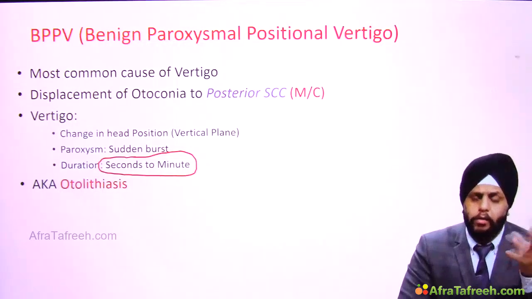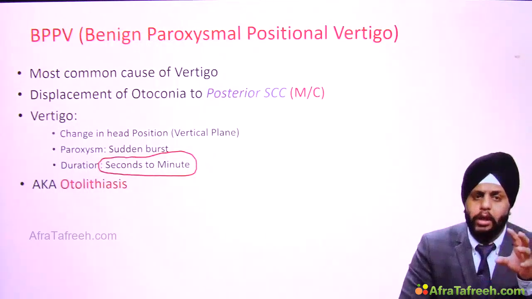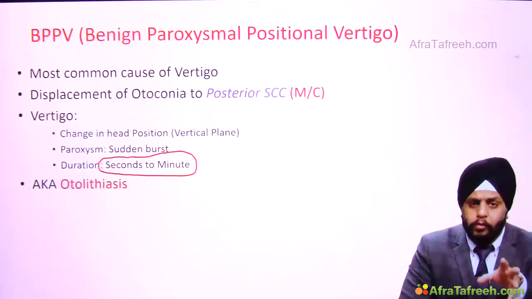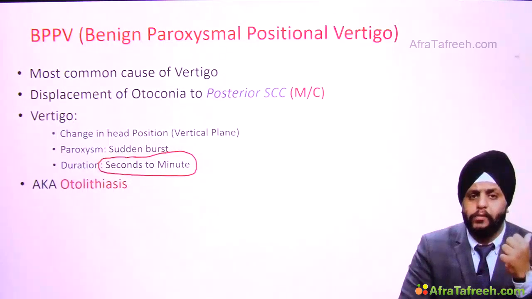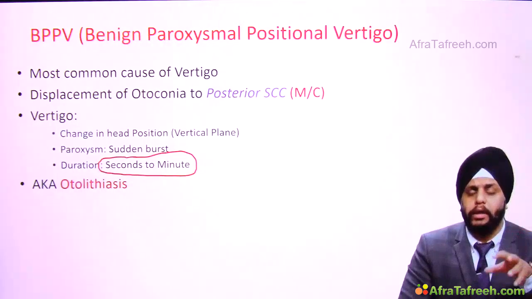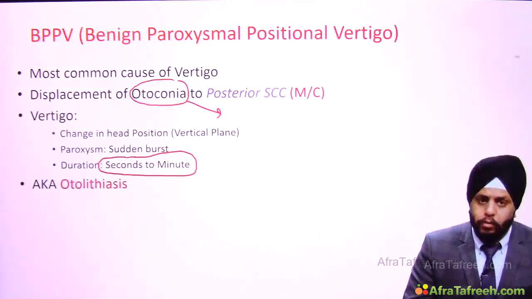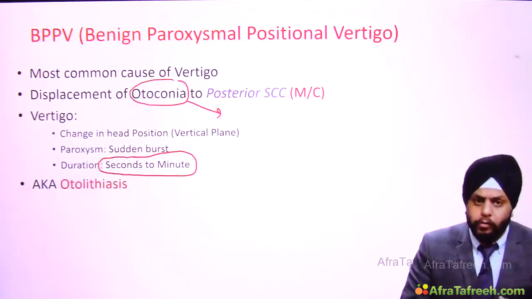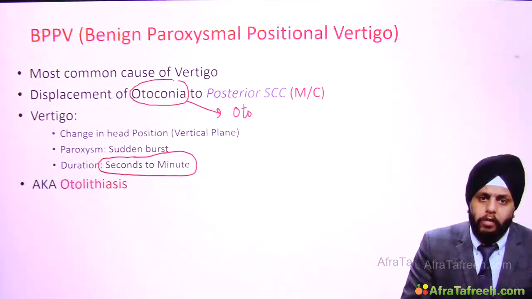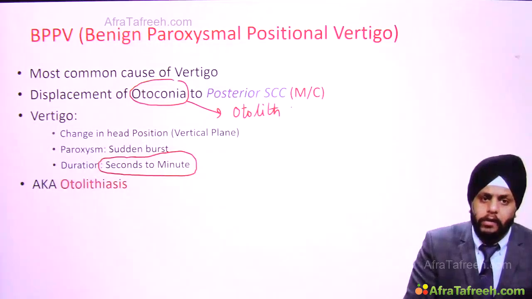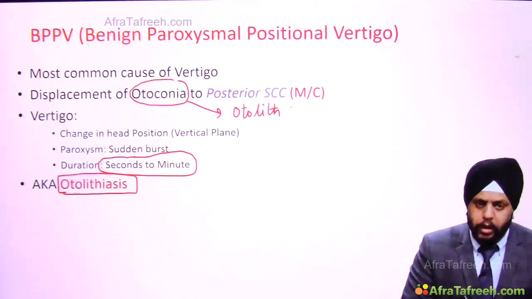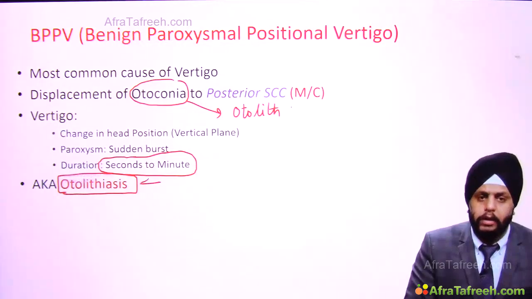Oto means ear, conia means crystal. These otoconia are, however, in a wrong place; they are supposed to be in the utricle and saccule, but they are now in the posterior semicircular canal. So we call them otolith. Lith means stone. Crystals are also stone, but crystal is a respectful name for the stone. Now we don't give that respect to them, they are causing problems for us. So they are known as otolith, and this condition is therefore also known as otolithiasis.